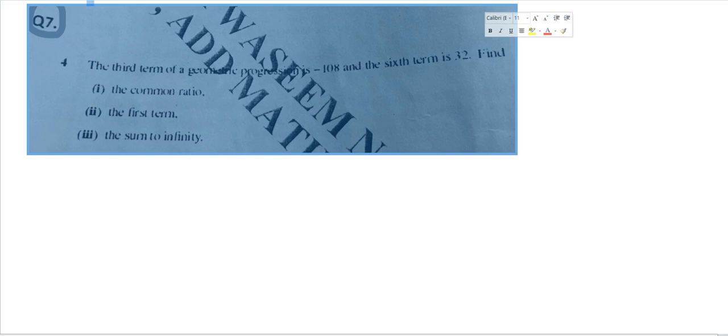Okay, in this question, the third term of a geometric progression is minus 108. So first of all, we will make data for the given values. The first thing is the third term. So I can say that the third term means T3. So T3 equals minus 108, and the sixth term is 32. Sixth term T6 is equal to 32.